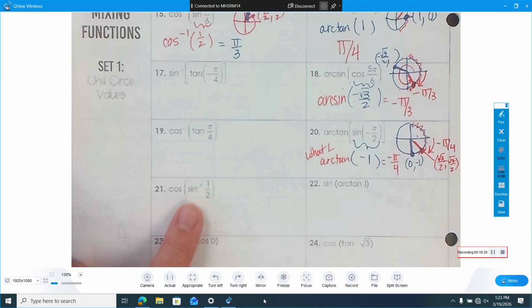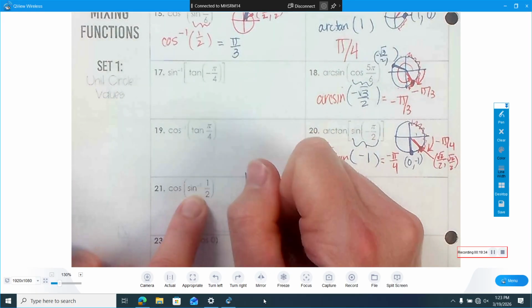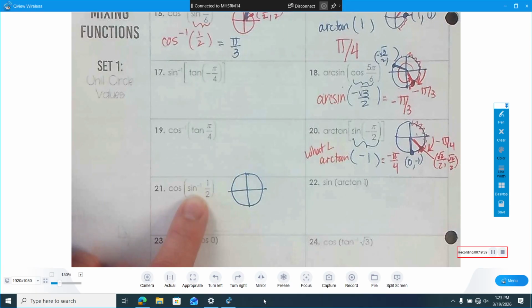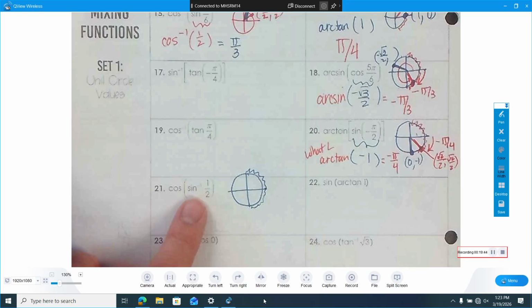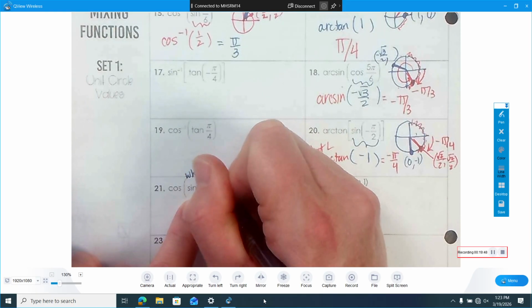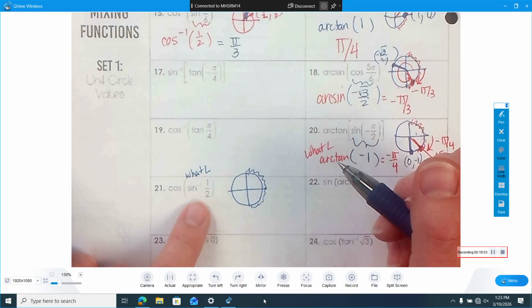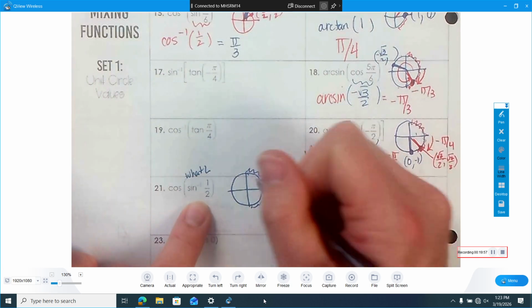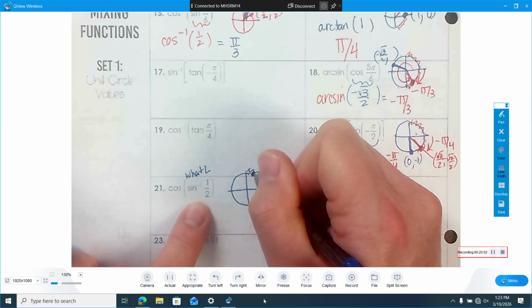So let's look at 21. This is arcsine. So right off the bat, I'm looking at my unit circle, but what side am I focused on? The right-hand side because it's an arc function, okay? Arcsine. So this is saying, hey, what angle has a sine value of 1/2? Where do we get a 1/2 in the y coordinate? Pi over 3.